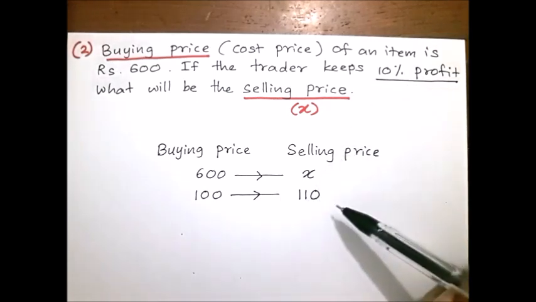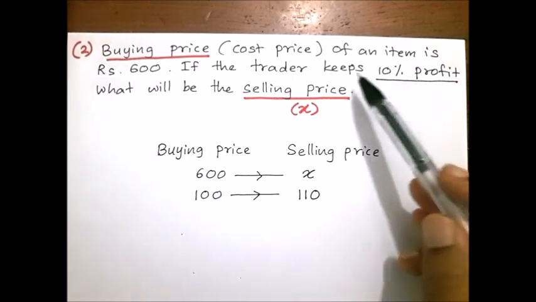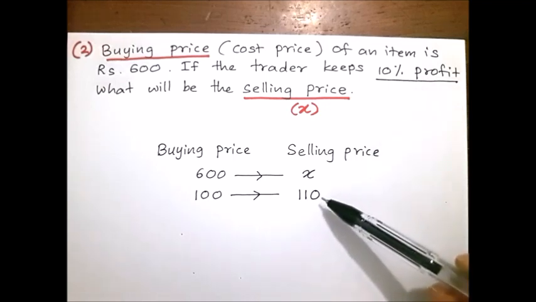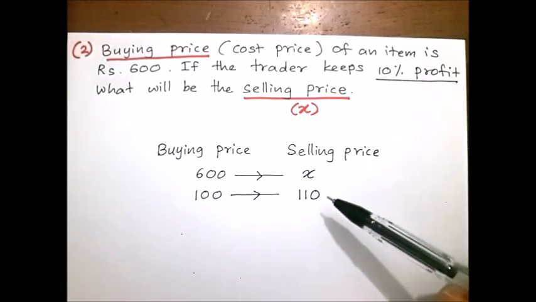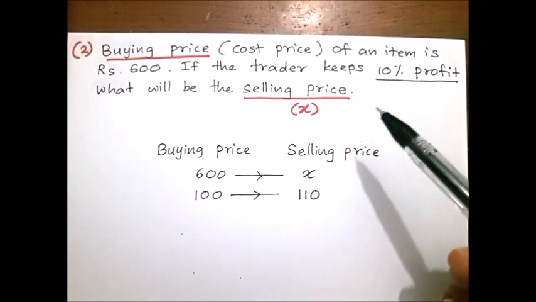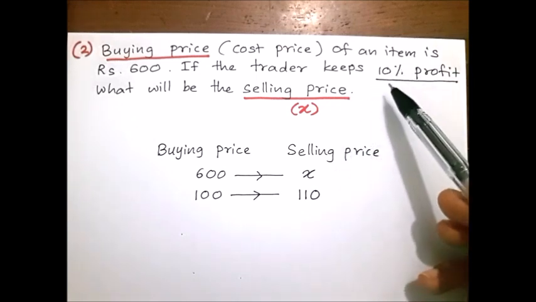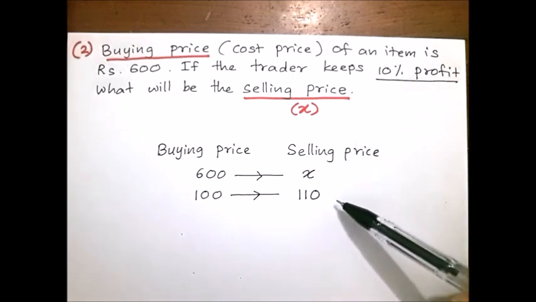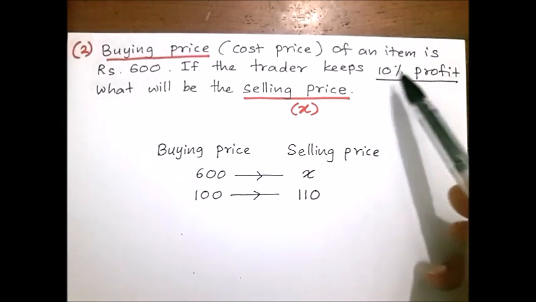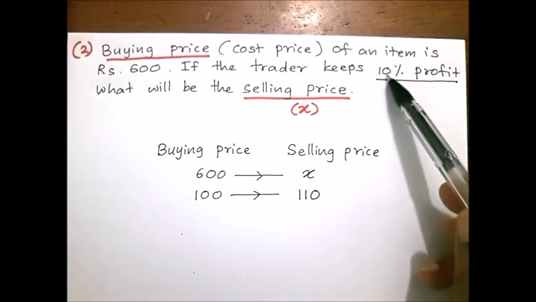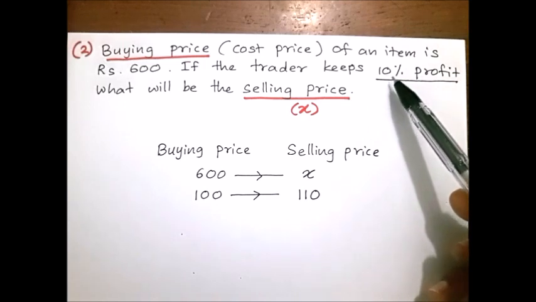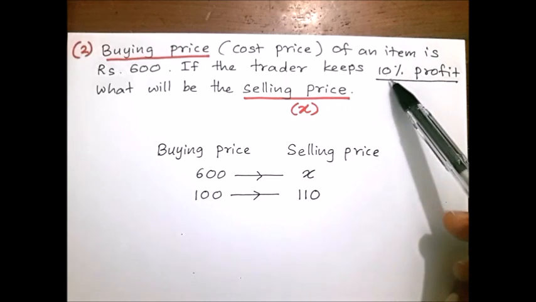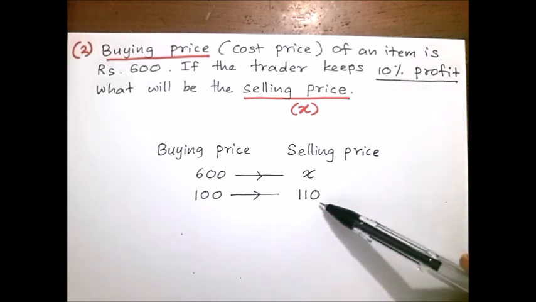Another example, if the trader keeps 20% profit, what do you have to write here? 100 plus 20, 120. If the trader obtained 10% loss, what do you have to write here? If it is 10% loss, you have to subtract 10 from 100. If the trader gives 10% discount, you have to subtract 10 from 100. Then the value will be 90. If it is a profit, you have to add that value to 100. If it is a loss, subtract that value from 100 and write here. If it is a discount, again subtract that value from 100 and write here.